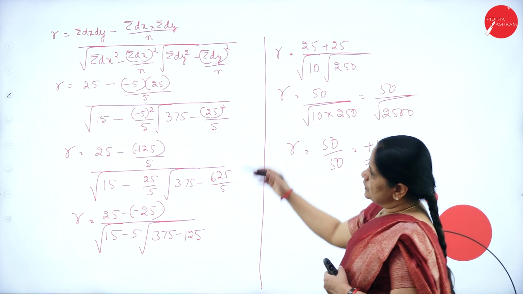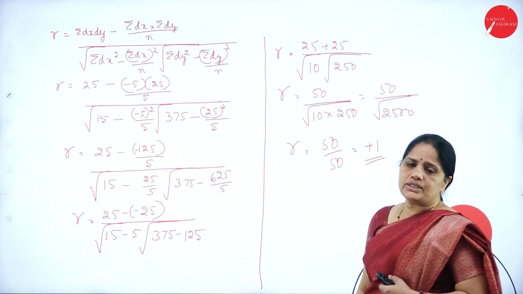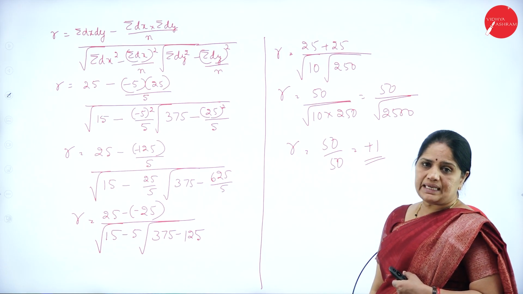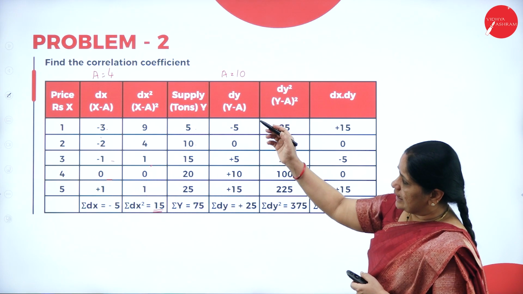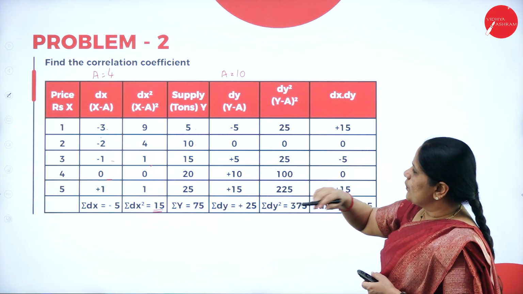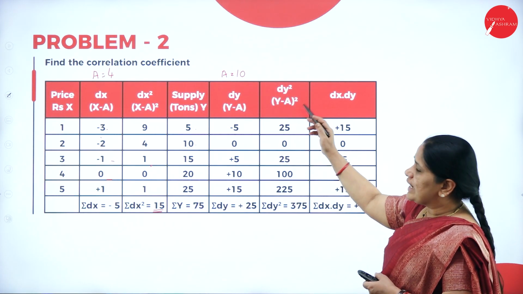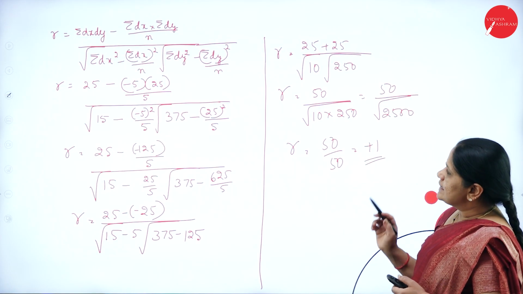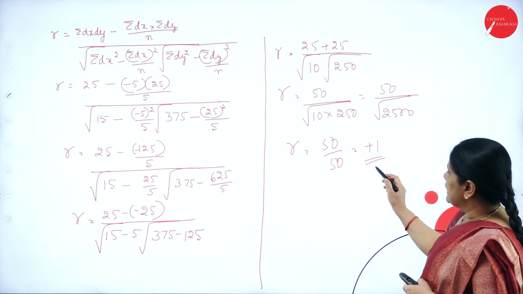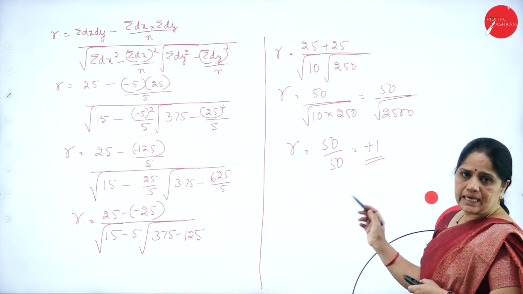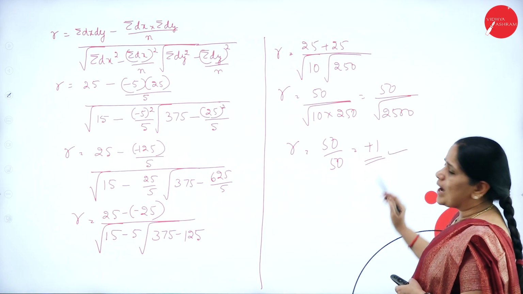We have done the calculations based on the assumed mean method. Here we have assumed the mean for the x values as 4 and the assumed mean for y values as 10, and based on the assumed mean we have used the formula and worked out the problem. Here also we are getting the correlation as 1.